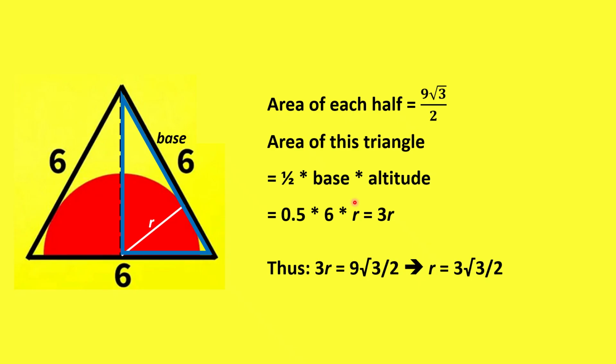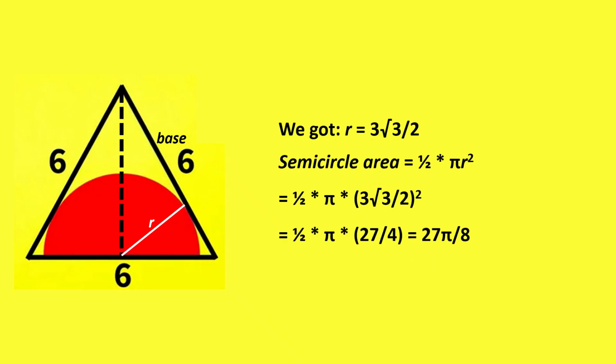3r is the area of this right angle triangle, given by half base into altitude, that is half of 6 into r, that is 3r. So 3r is equal to 9 root 3 by 2. Dividing by 3 both sides, r equal to 3 root 3 by 2. This is the radius of the semicircle.